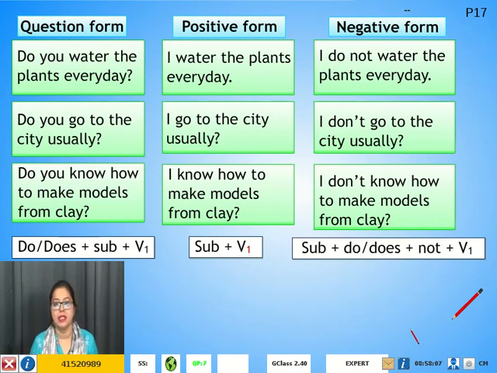Now, when you are turning the sentences into a negative form, that is subject plus do or does plus not plus V1. So this is basically the sentence structure when you turn an interrogative question form into a simple present tense negative sentence. Okay. So what is the sentence structure? The sentence structure is subject plus do or does plus not plus first form of verb. Okay.